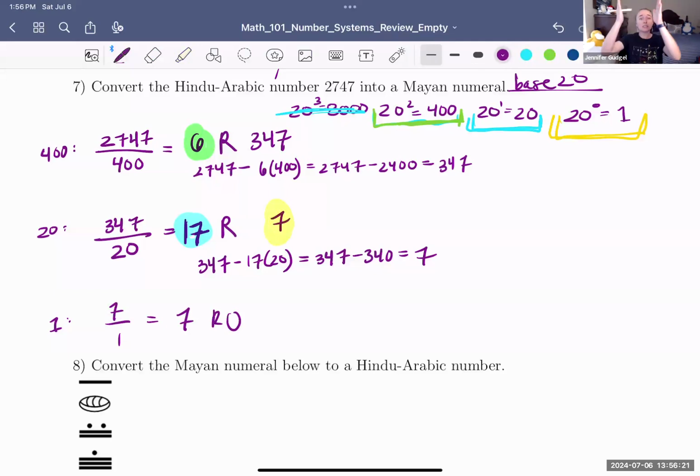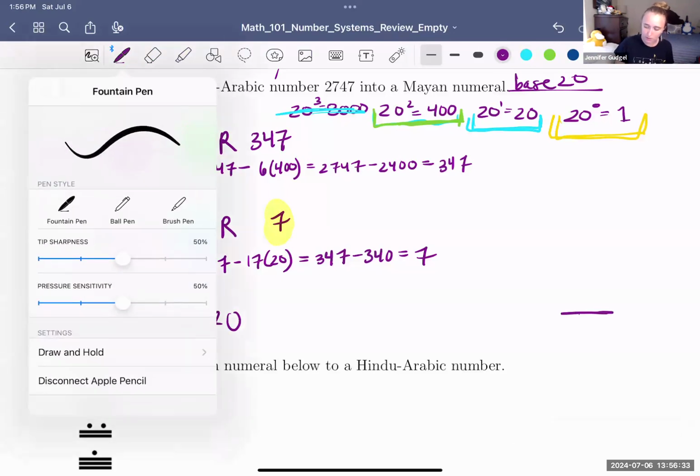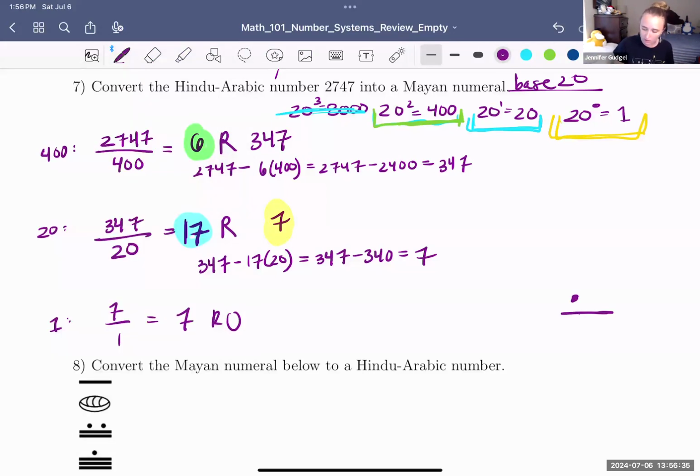In the Mayan, we stack them top to bottom. You need to answer with the symbol. You show all this work and you'll get most of the credit, but you're not going to get all the credit because this is not the Mayan numeral. The Mayan numeral has the smallest values or the smallest placeholders at the bottom. So 7, 17, and 6. That would be our Mayan numeral.